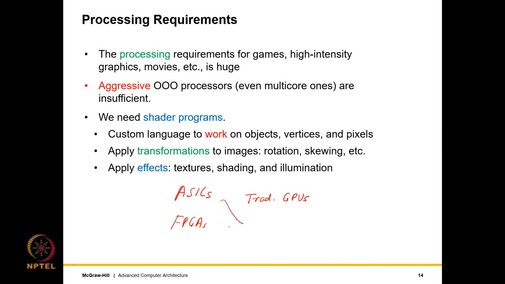But if, let's say, I can combine all of these three, get the power of traditional GPUs to do graphics, power of ASICs to do general purpose computing, and power of FPGAs in the sense I have a sea of computational units, I'll arrive at the modern general purpose GPU. This is the broad idea. So this can look at games, high intensity graphics, movies, of course, far more powerful than an out of order processor.